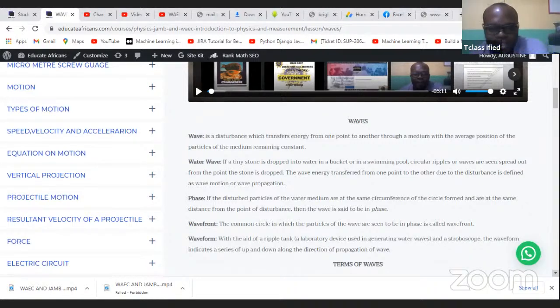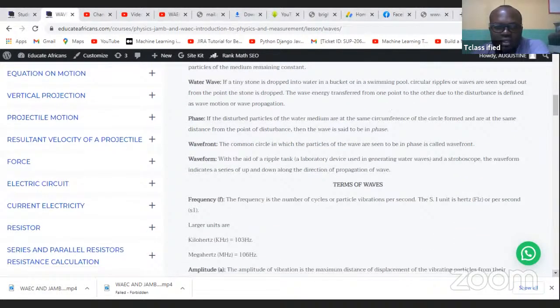Wavefront is simply the common circle in which the particles of the waves are seen to be in the same phase. With the help of a ripple tank, you can draw it. That's what I just showed us.